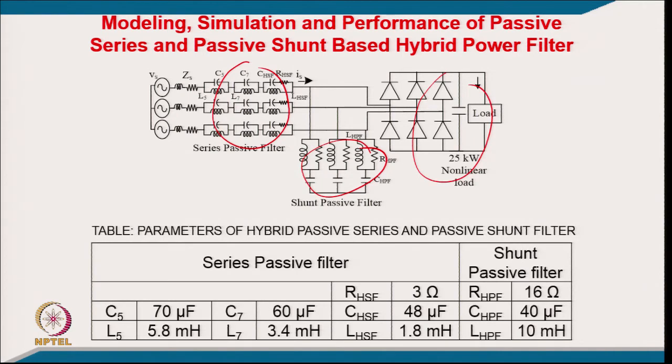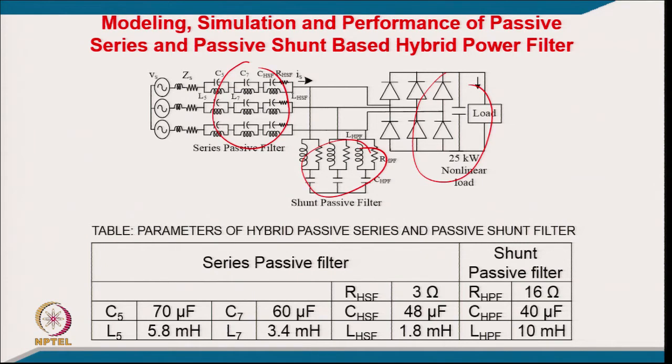And well, after proper designing of these two passive filters, we have the data of the passive series filter, I mean the parameters which are shown: C5, C7 and CH here, and then L5, L7 and LHF. And similarly for the passive shunt filter, the data is given here. In the passive shunt filter, we are using only one filter, and that is a high pass kind of filter, and in the series, of course, we are using band pass filters of 5th order, 7th order and a high pass.